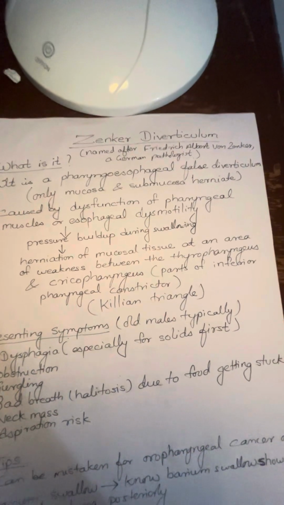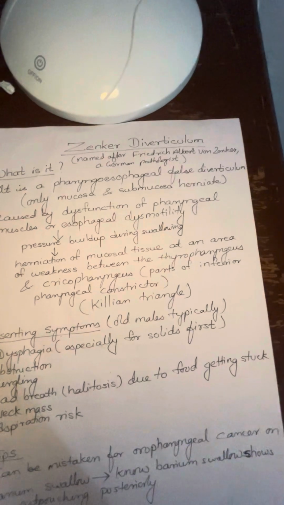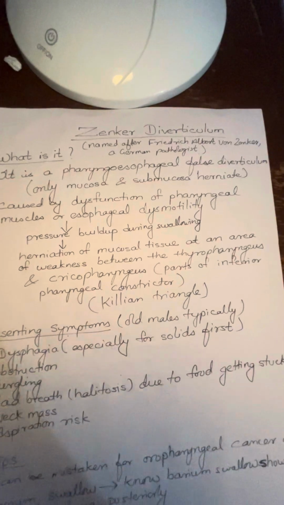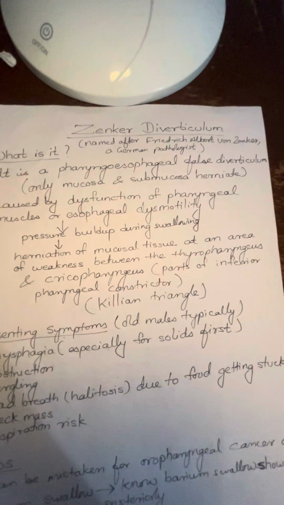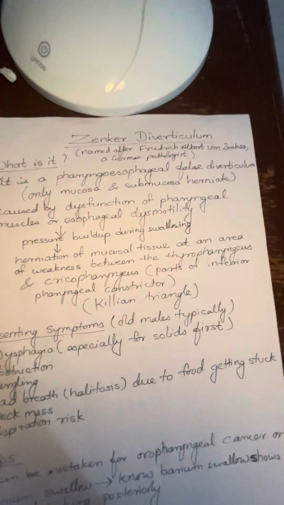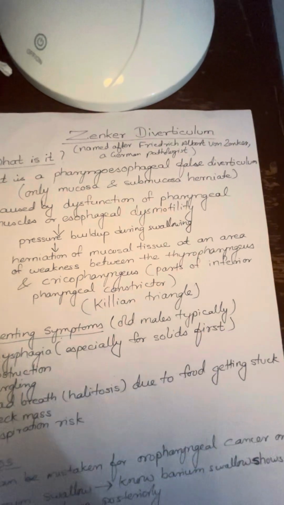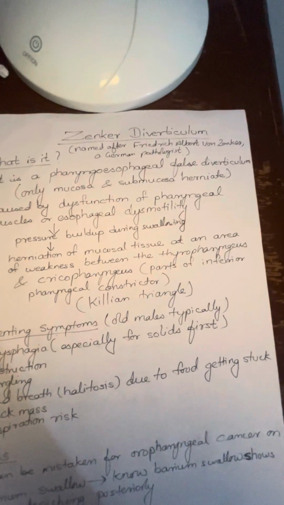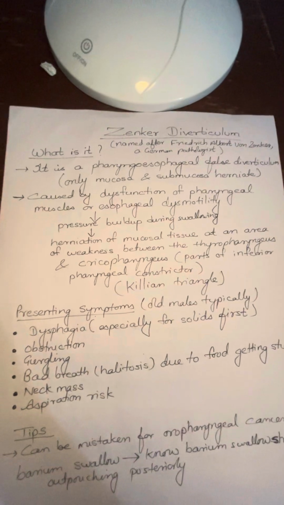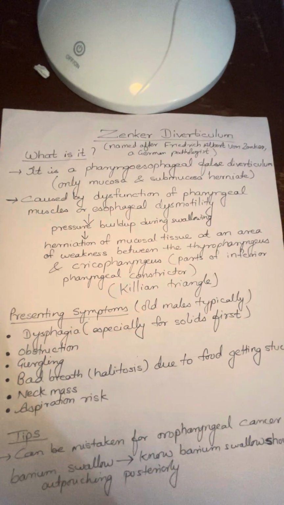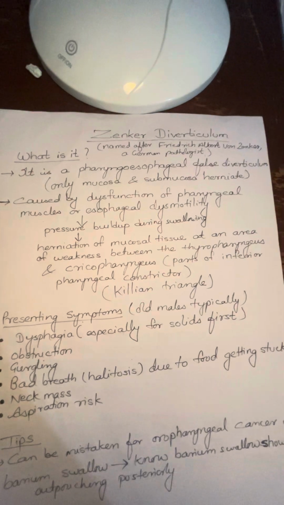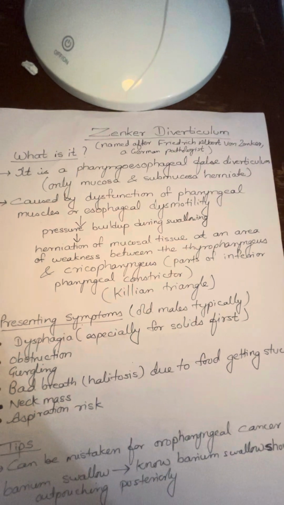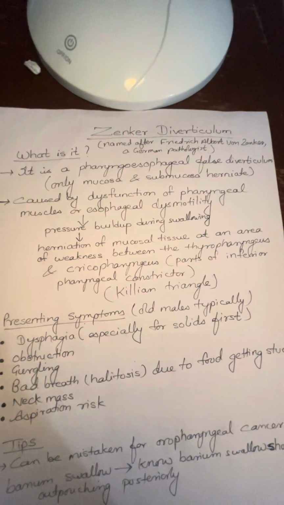It's called Zenker because it is named after a German pathologist, Friedrich Albert von Zenker, who first described this condition. Now, what is exactly Zenker diverticulum? So basically, it is a pharyngoesophageal false diverticulum. False diverticulum means that not all the layers of the pharyngeal wall herniate out, but only mucosa and submucosa herniate through the defective wall. So it's called false diverticulum.